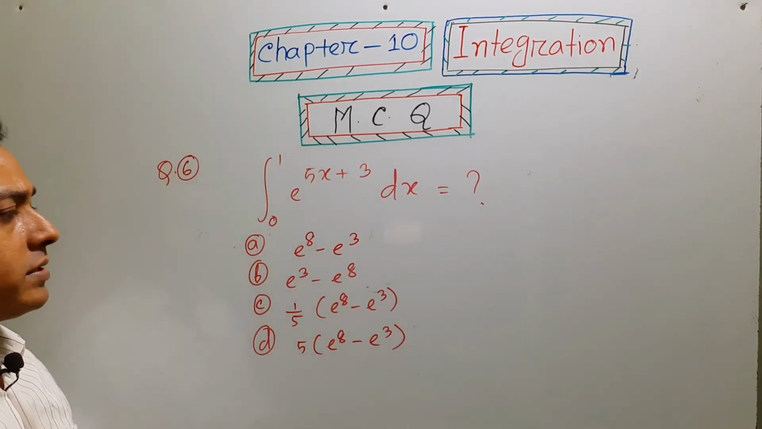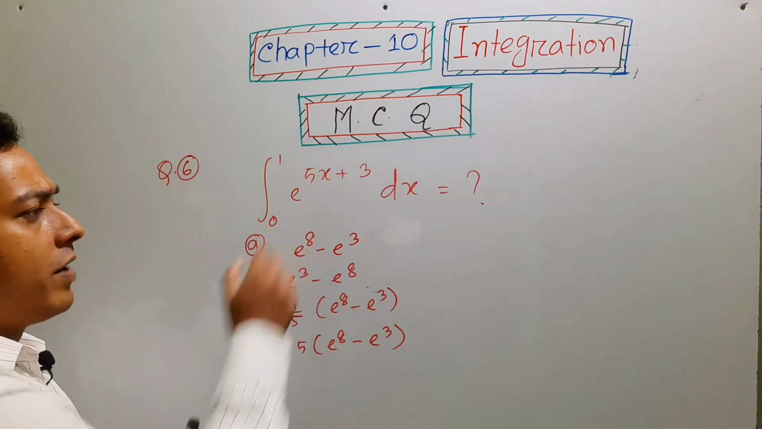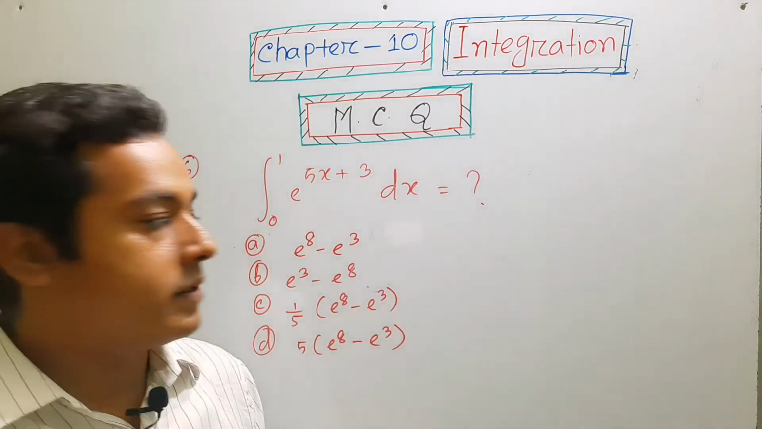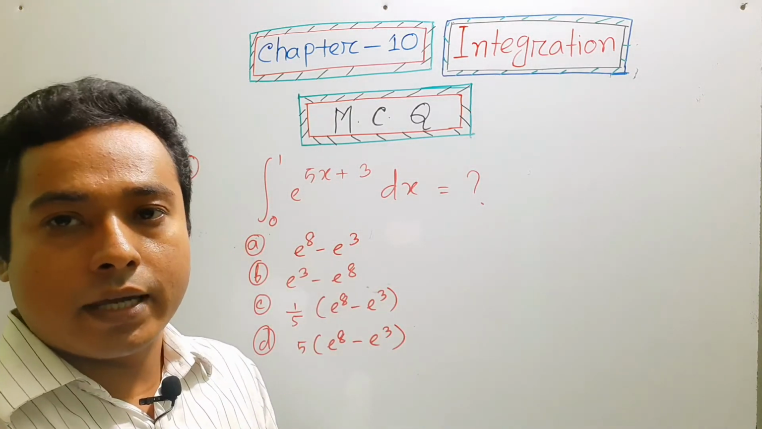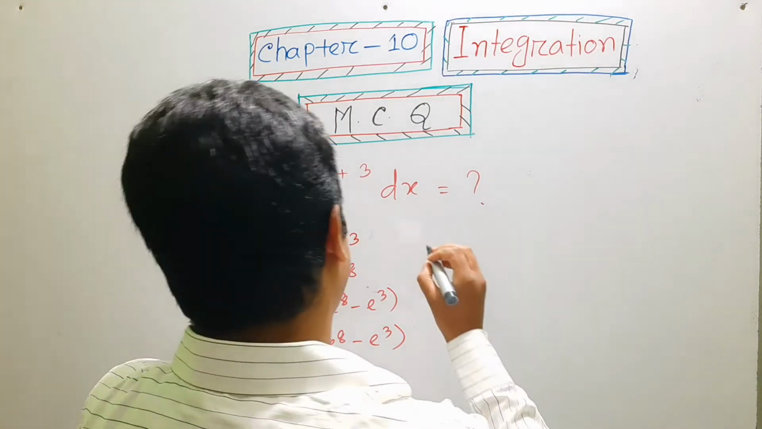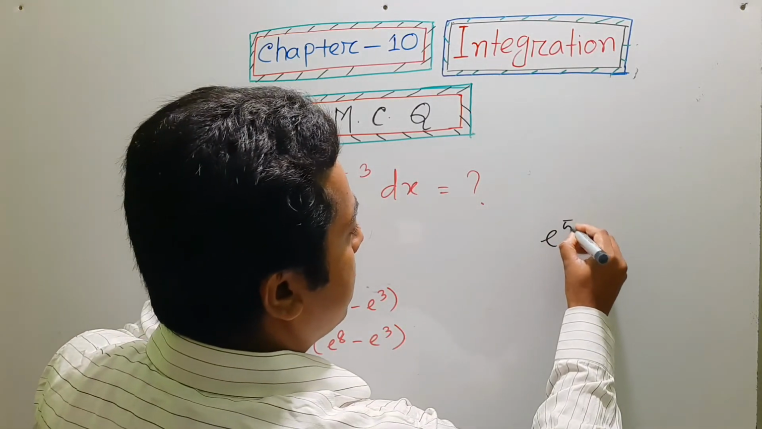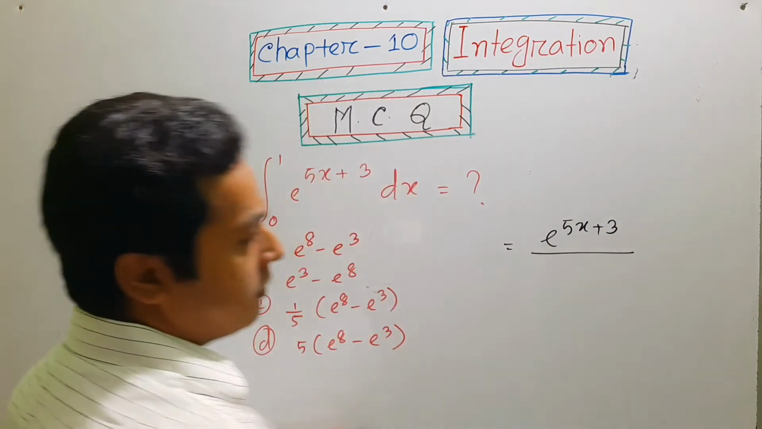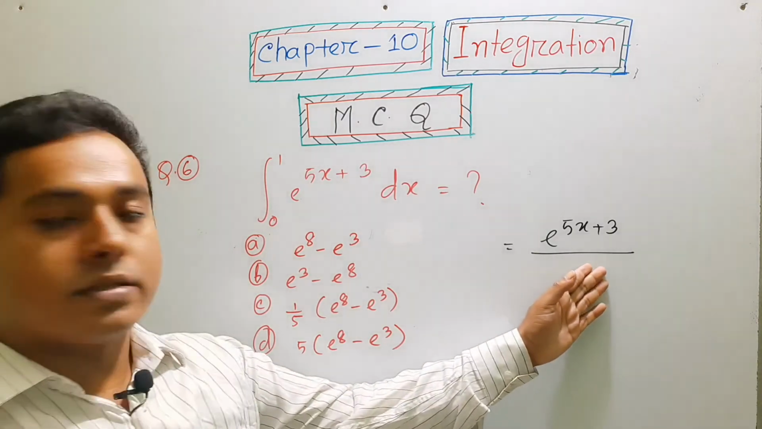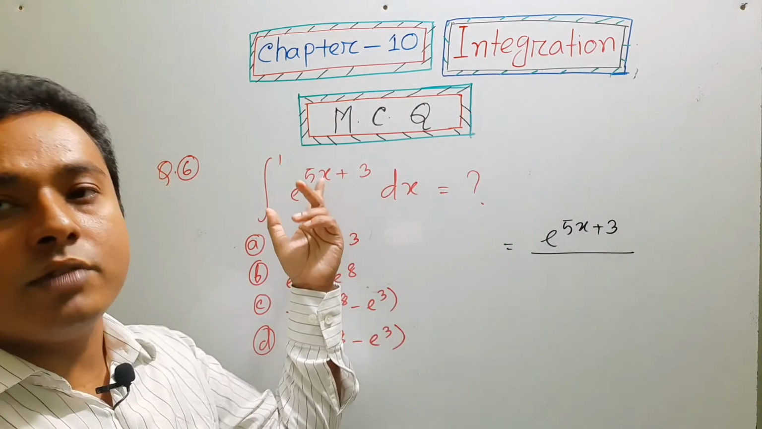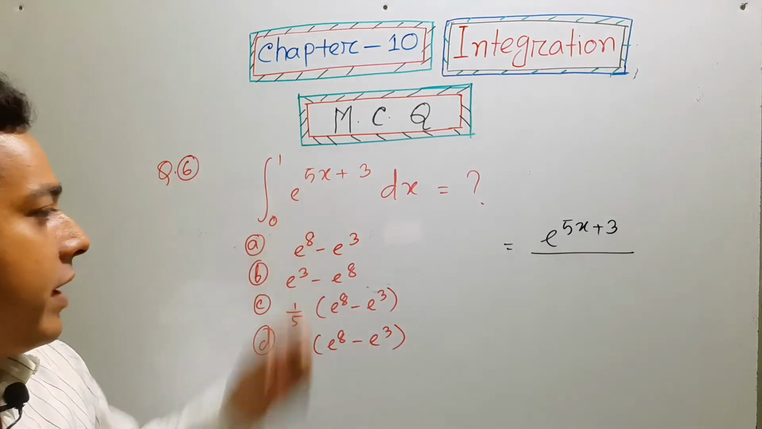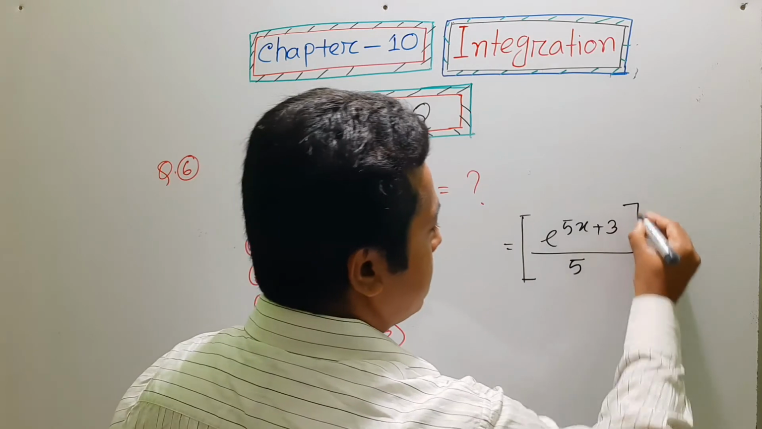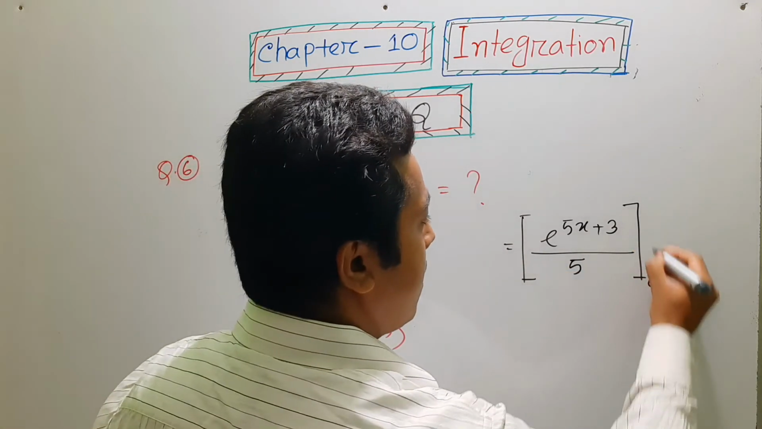Okay, question number 6, e to the power 5x plus 3. Just consider 5x plus 3 as x. So integration of e to the power x is equal to e to the power x. Here e to the power x is e to the power 5x plus 3, and our technique is divide by the constant. What is the constant which is involved with x? Here it is 5. So divide by 5, and lower limit 0, upper limit is 1.